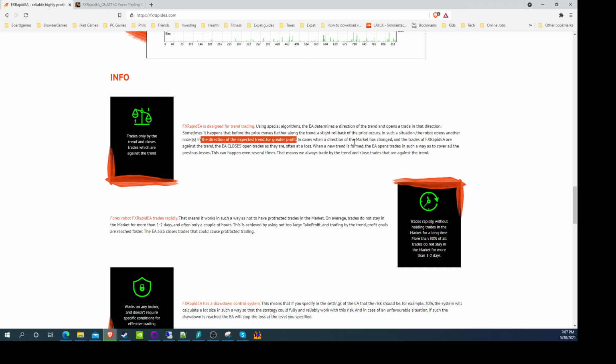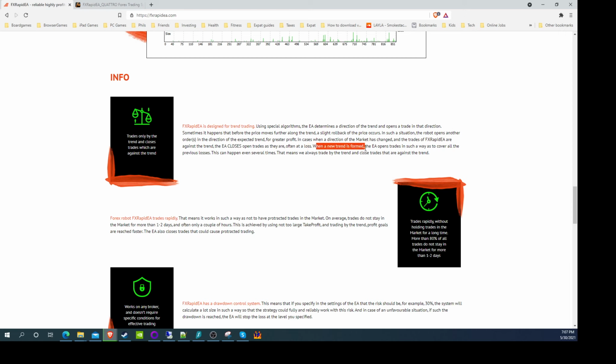In cases when the direction of the market has changed and the trades of FX Rapid EA are against the trend, the EA closes open trades as they are, often at a loss. I have seen this on the account. They absolutely will close their grid at a loss, which is an interesting strategy, one that I think is probably a smart strategy because it can help prevent an account being blown rather than just putting more and more risk.